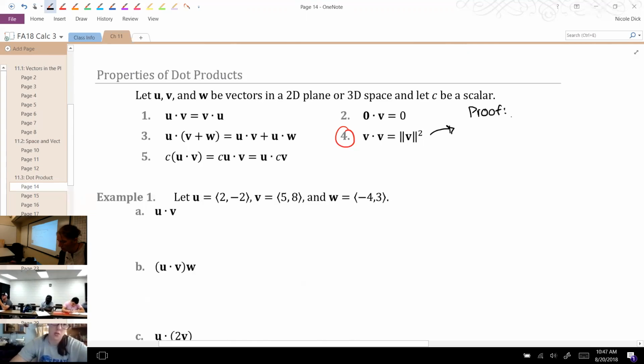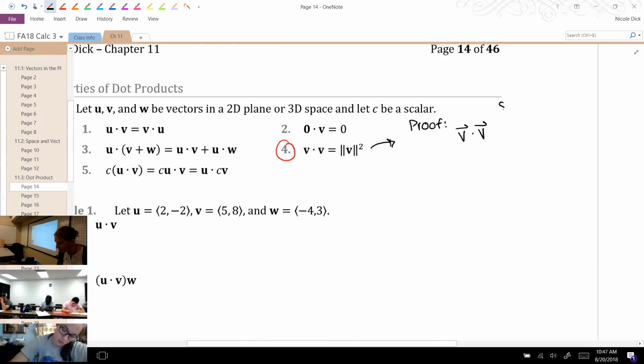So start off with what it said. We are taking the dot product of v with itself. If we let vector v have some component form, let's say vector v is just some number v1 and then some number v2. We'll just do it in 2 dimensions, but you can do this for more and the proof is still the same. So that means by definition, we are taking v1, v2 dotted with itself.